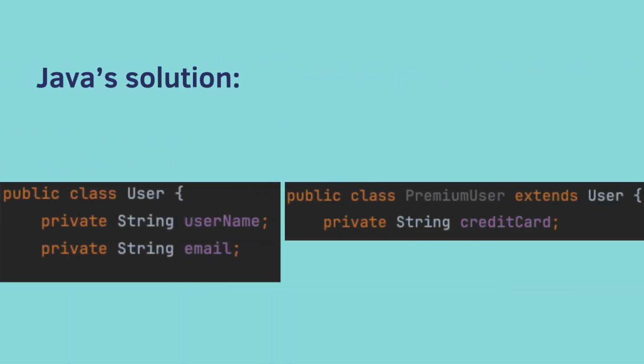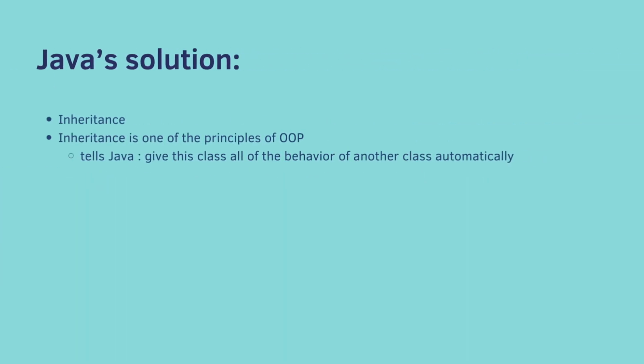So here's Java's solution. On the left, you have your user, just like before, username and email. But on the right, you have premium user. And notice, it extends user. That's Java's keyword for inheritance. That's saying, go to user, get all of the functionality, all of the fields, and apply it to premium user. And then you can see we only have to worry about the new code for credit card for the premium user. This is called inheritance, and inheritance is one of the principles of object-oriented programming. It basically tells Java, give this class all of the behavior of another class automatically.